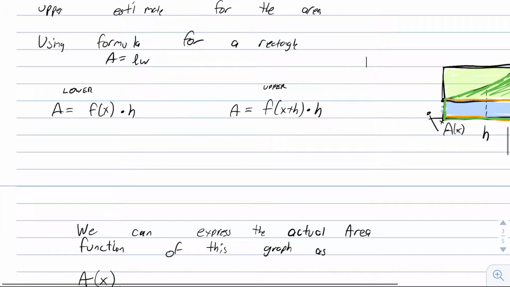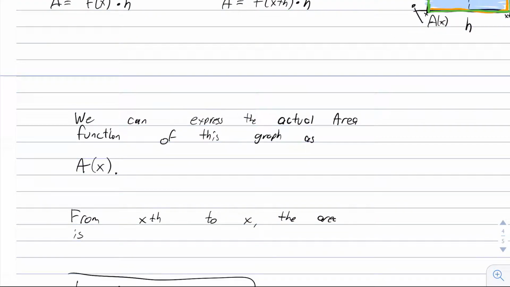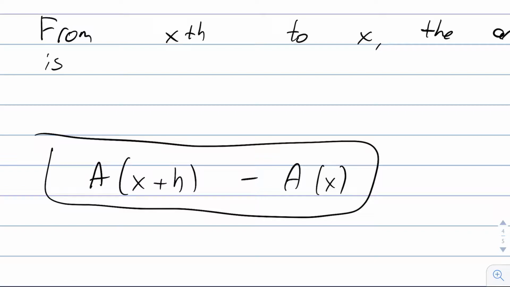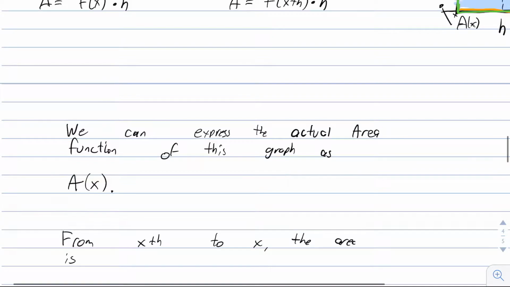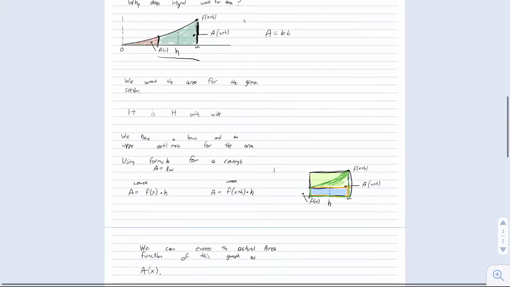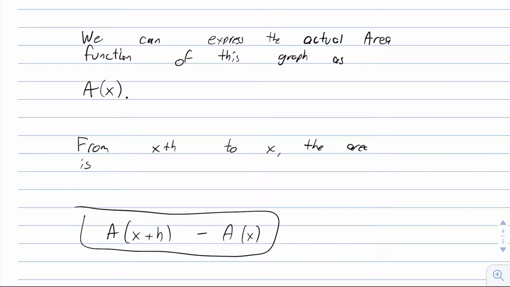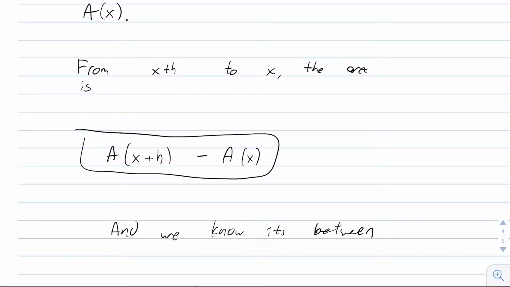And let's say that we've already got an area function. You know, we'll call it A of x. And from x to x plus h, the area would be A of x plus h minus A of x. Because, I forgot to mention, A of x calculates the area from 0 to said point. So it would be A of x plus h minus A of x. And we know that it's going to be between our lower and upper estimates.